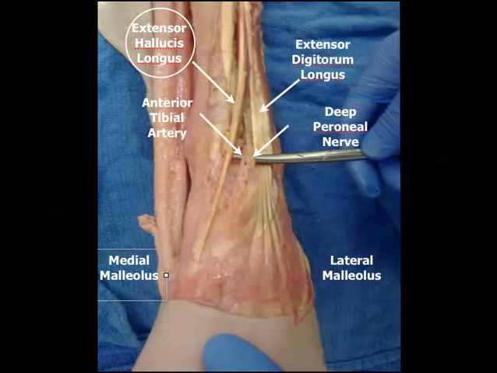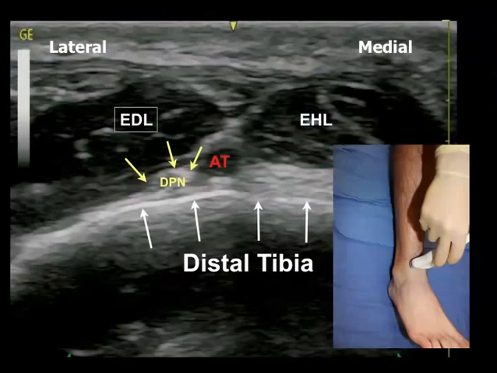So once again, other surface landmarks: the extensor hallucis longus medial to these structures, and the extensor digitorum longus lateral to these structures. And the tibial artery is medial to the deep peroneal nerve. Similarly, if we look at ultrasound images of the dorsum of the foot, we can see that the extensor hallucis longus is medial to the vessels and the nerve, and the extensor digitorum longus is lateral.